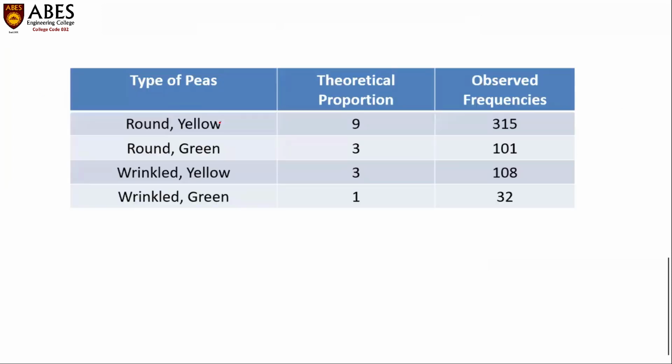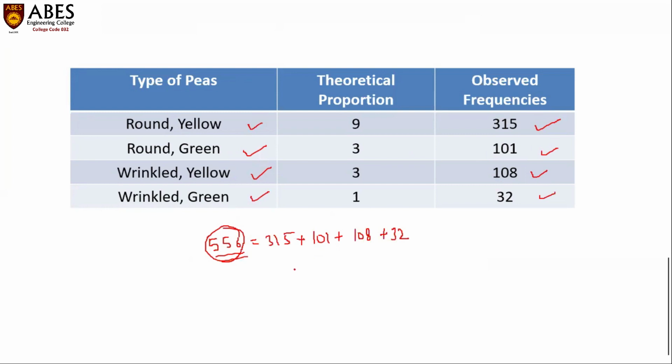Where did I get the number 556 from? 315 plus 101 plus 108 plus 32 equals 556. So 556 pea seeds were collected, and it was observed that 315 seeds belonged to category 1, 101 seeds belonged to category 2, 108 seeds belonged to category 3, and 32 seeds belonged to category 4.